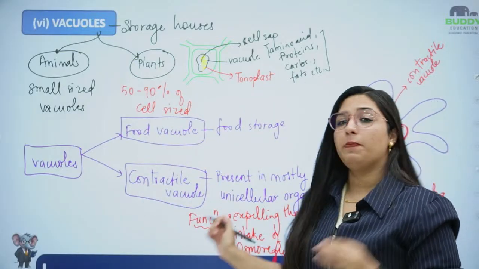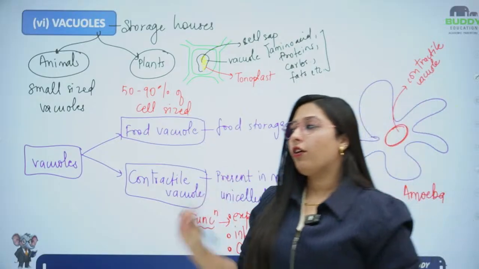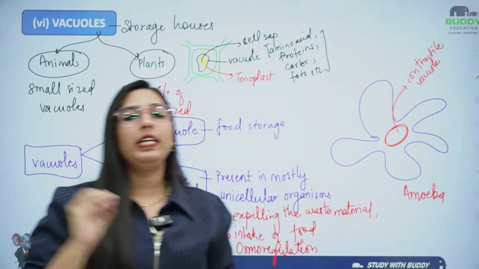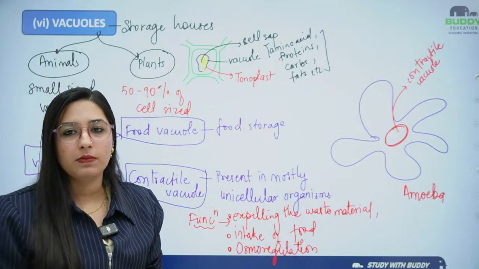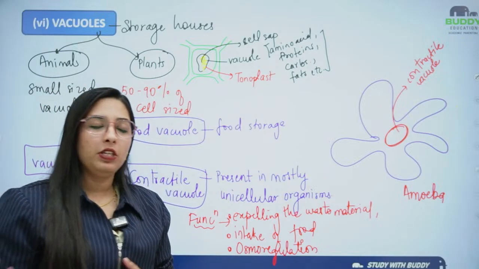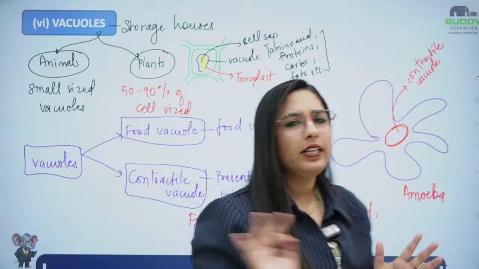So this is a specialized mechanism by the contractile vacuole, which is present only in unicellular organisms like amoeba, euglena, paramecium, that we already know the names. That's why I'm saying the names.